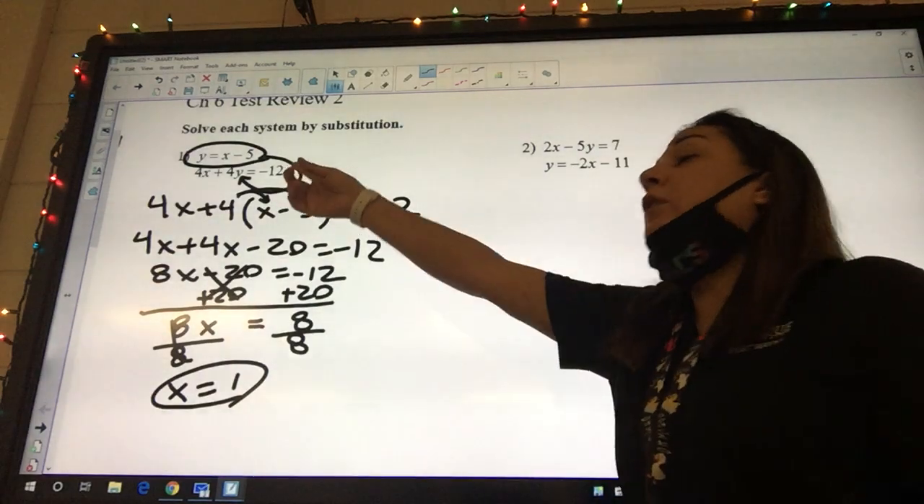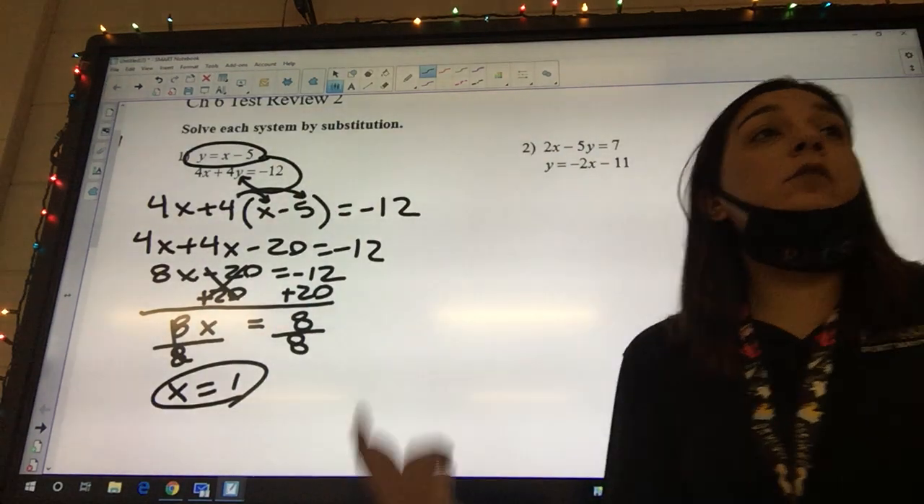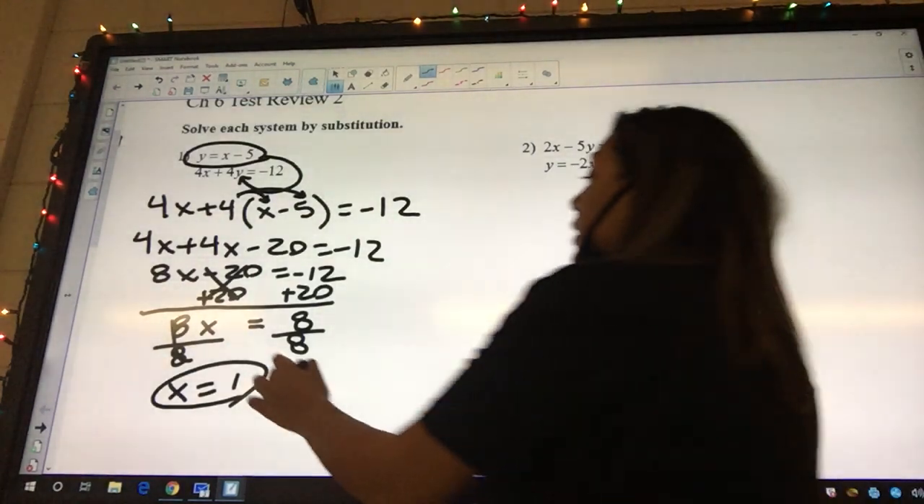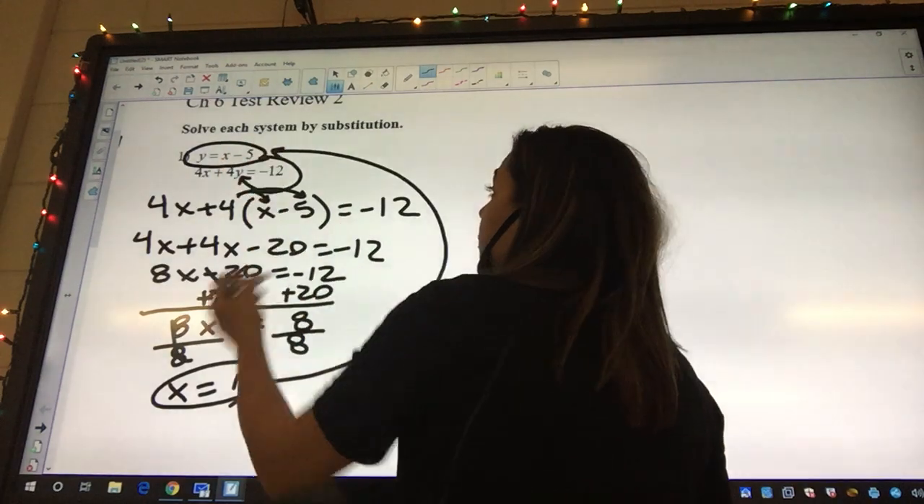Okay, and that's why we really circle this one up here. So some of you guys are not circling that one, and then you're like, I don't know where to plug it in. And a lot of you guys stop right here, okay? So you're going to plug it back into whatever you got circled way up there.